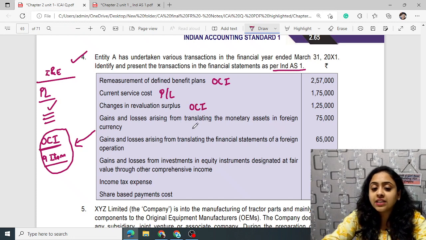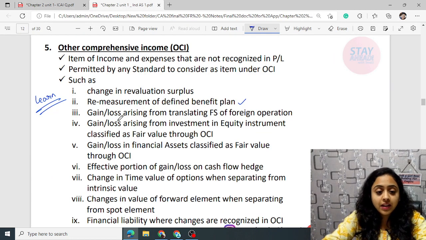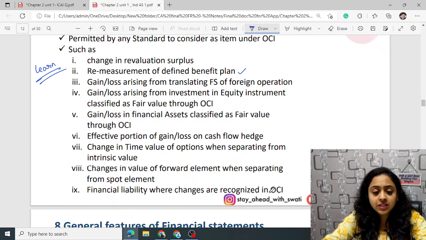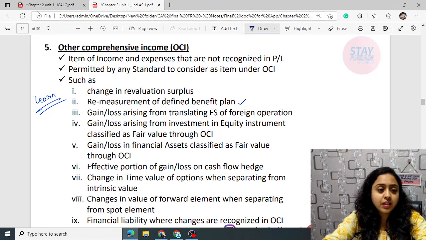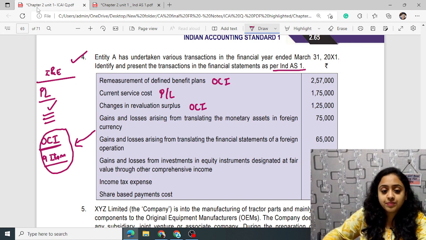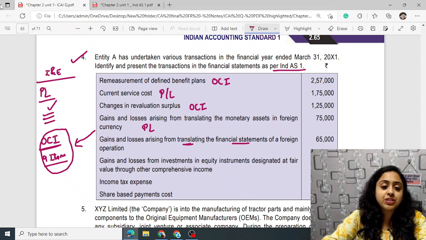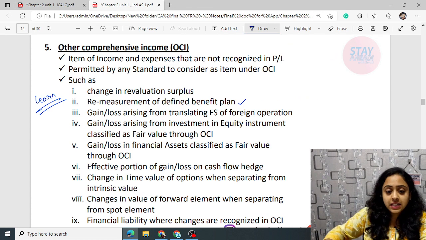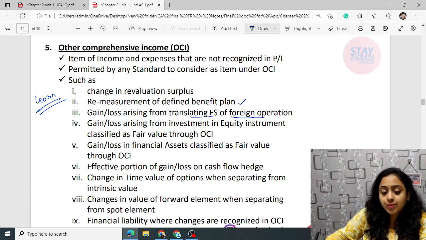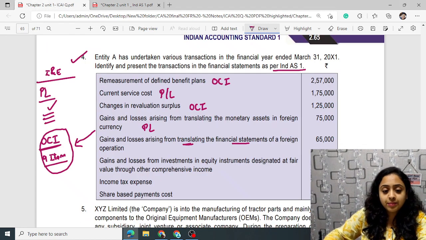Gains and losses arising from translating monetary assets in foreign currency. Gains and losses arising from translating the financial statements of a foreign operation, equity. Is it given? No, it is not given. So therefore it is a P&L item. Gains and losses arising from translating the financial statements of a foreign operation. Yes, then this is an OCI item.